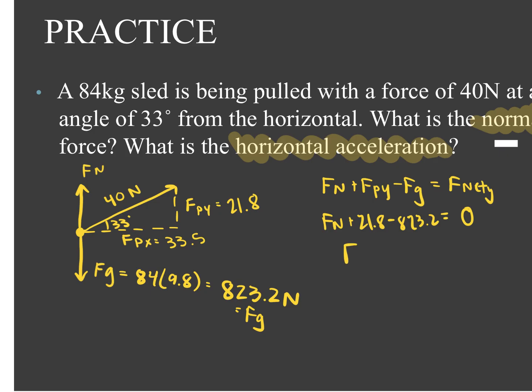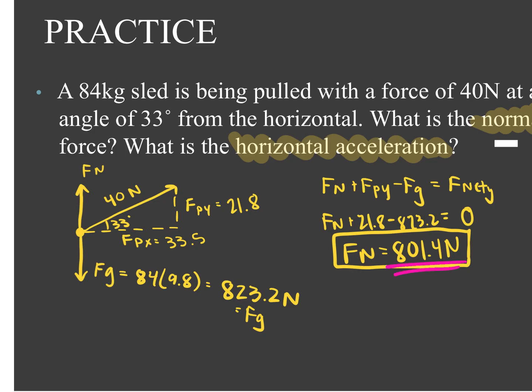And so my normal force comes out to be 801.4 newtons. And does that answer seem reasonable in terms of our problem, right? Because if there was nothing else acting, our normal force would have been 823.2. But we're taking some pressure off of it, right? We're lifting upward, so the normal force does not have to do as much. So we expected it to go down a little bit, which it did.